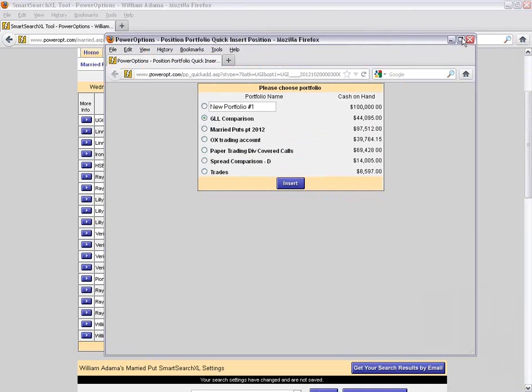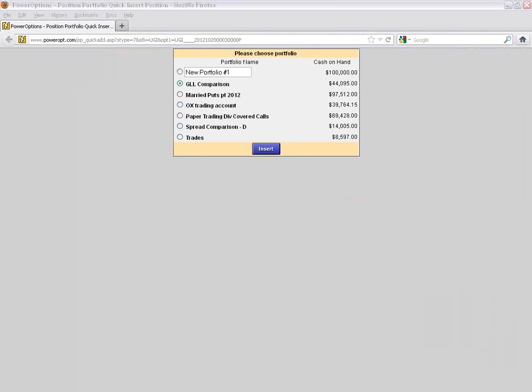Now, if you haven't created a portfolio in your Power Options trial or subscription account, when you first click Add to Portfolio, it's going to pull up a default portfolio for you. You're just going to see new portfolio number 1 here, and I can put in a name for it. We can call it Married Put Test or RPM positions. We could call it RadioActive Trades. Okay, and it's going to start you off with a default cash on hand basis of $100,000. You can always go back and change that.